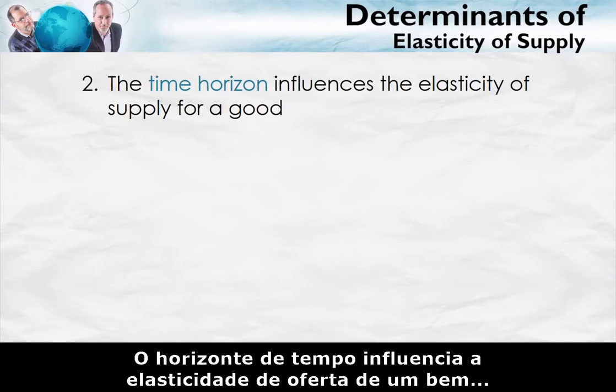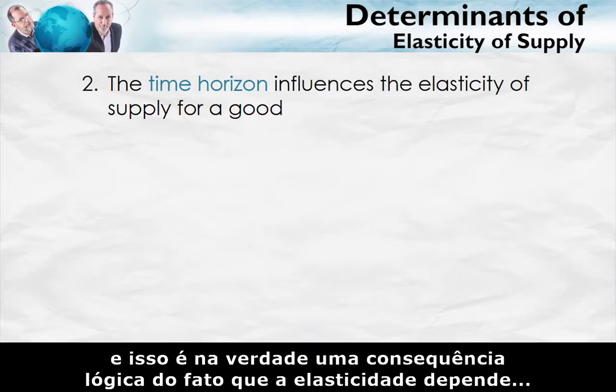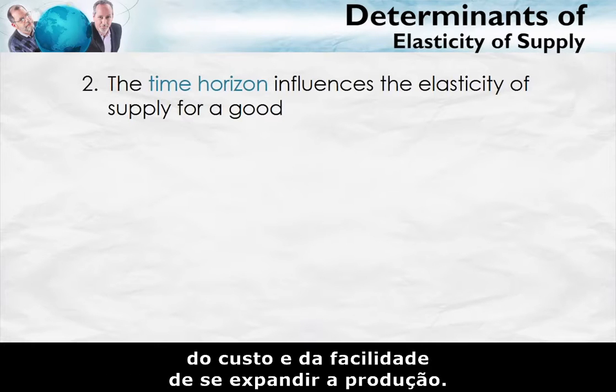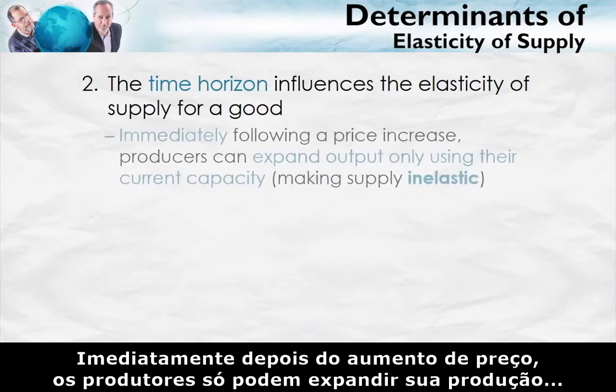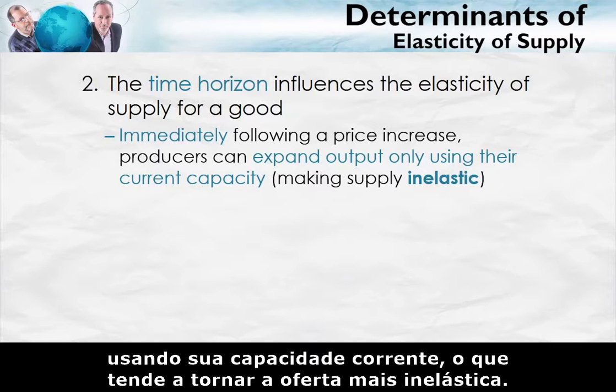The time horizon influences the elasticity of supply for a good. And this is really just a logical consequence of the fact that elasticity depends upon costs and how easy it is to expand production. Immediately following a price increase, producers can expand production or output only by using their current capacity. So that tends to make supply more inelastic.